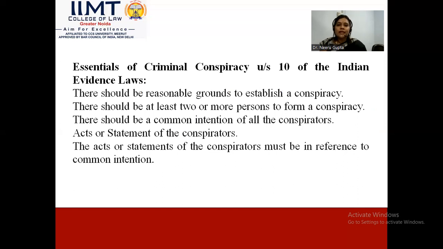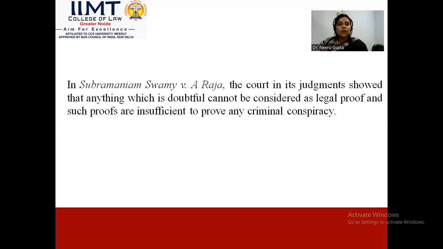Essentials of criminal conspiracy under Section 10 of the Indian Evidence Act. There should be reasonable ground to establish a conspiracy. There should be at least two or more persons to form a conspiracy. There should be a common intention. The act or statement of the conspirator must be in reference to the common intention. In this case, the court in its judgment showed that anything which is doubtful cannot be considered as legal proof, and such proof is insufficient to prove any criminal conspiracy.